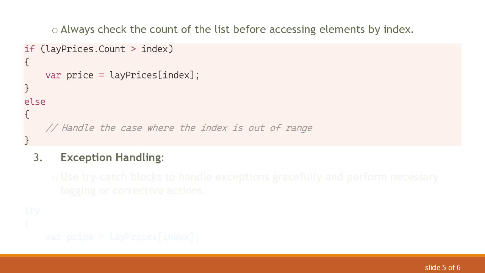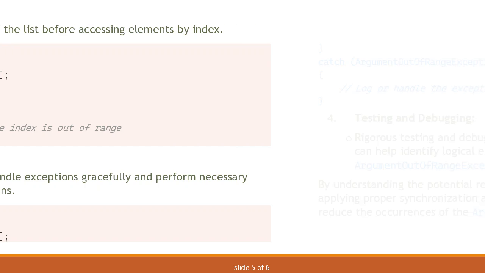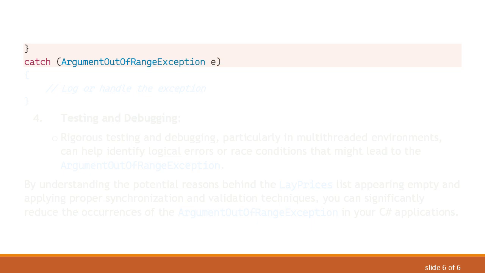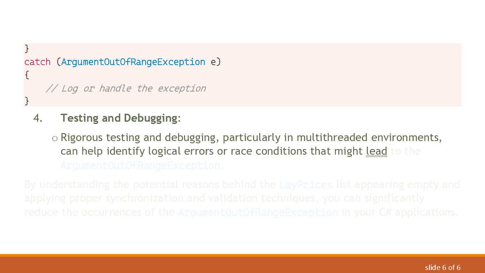Exception handling. Use try-catch blocks to handle exceptions gracefully and perform necessary logging or corrective actions. Testing and debugging. Rigorous testing and debugging, particularly in multi-threaded environments, can help identify logical errors or race conditions that might lead to the argument out-of-range exception.